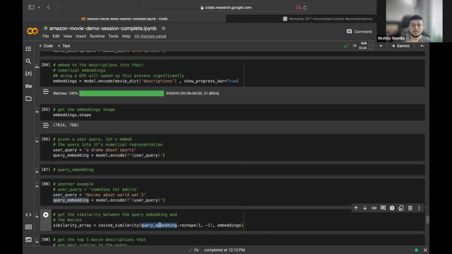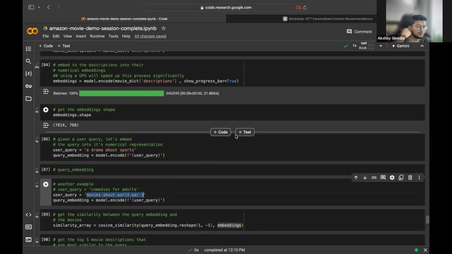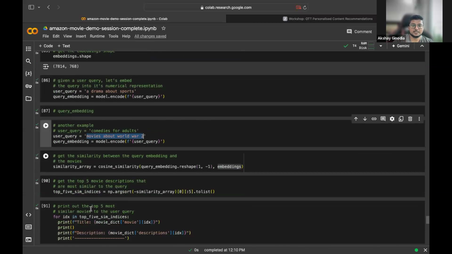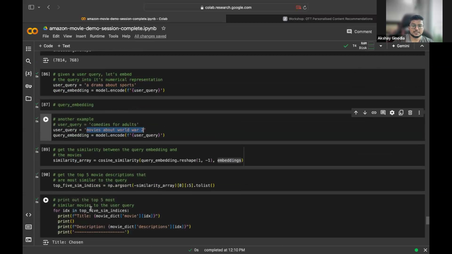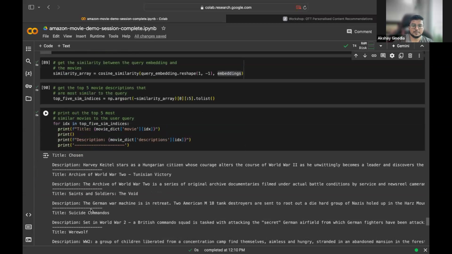So to the existing embedding of all the documents, which is the descriptions, I'm matching the user query. What this means is movies about World War II will be matched with all the descriptions to see which descriptions match with this particular query, or the distance from the description is close to this particular query. I'm going to plot it in a similarity array. We are going to look at the plot later, but let's look at the results, how well the matching happened.